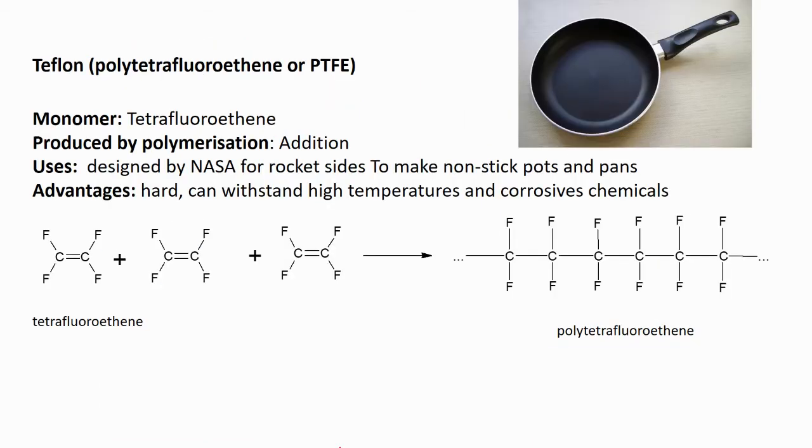Another example is Teflon. Now, Teflon was designed by NASA for the sides of rockets, and it's also used to make non-stick pots and pans. So the monomer is tetrafluoroethane, where all the hydrogens have been replaced with a fluorine atom. So tetra for 4, fluoroethane. It's going to add to itself, and in this example, we've got 3 repeating units: 1, 2, 3. The double bond has opened up to make single bonds, and then it repeats itself. So it makes polytetrafluoroethane, commonly known as Teflon.